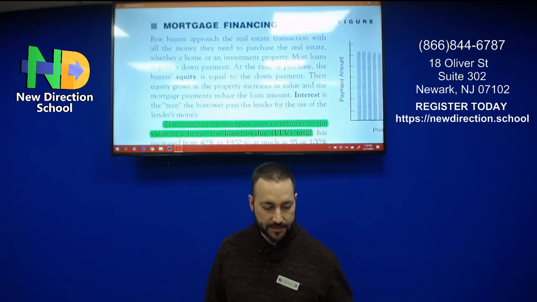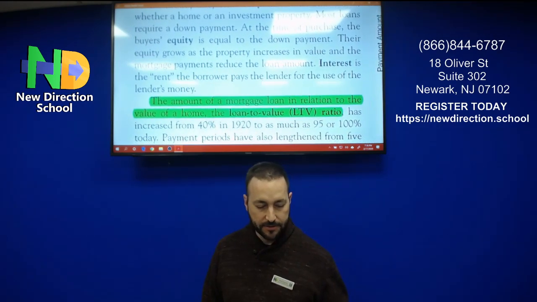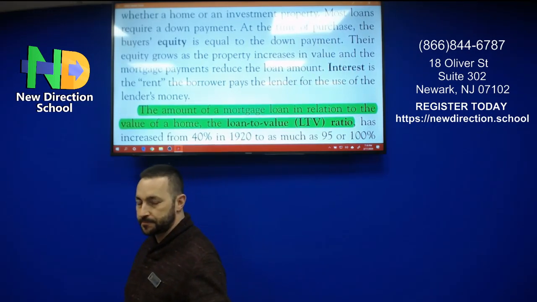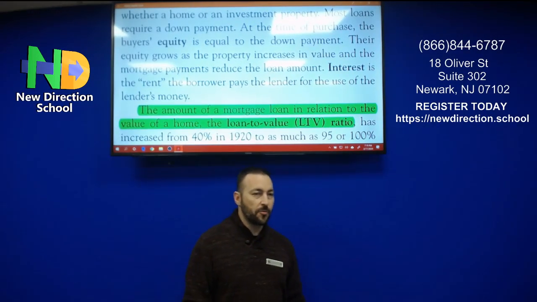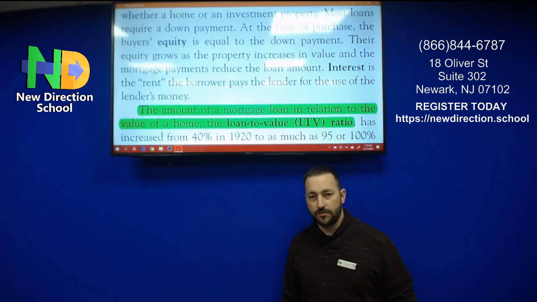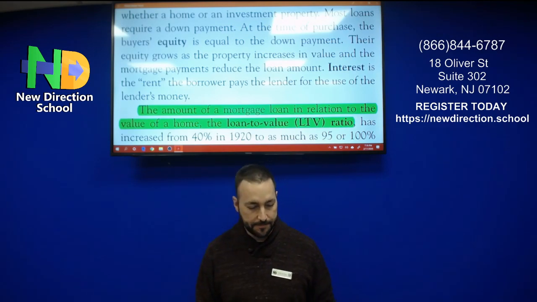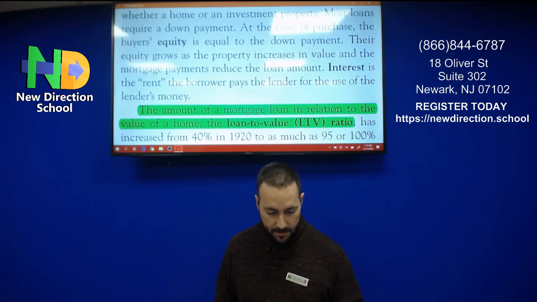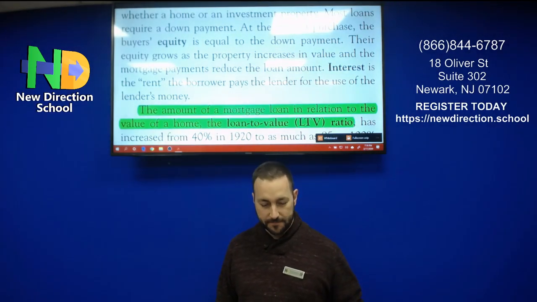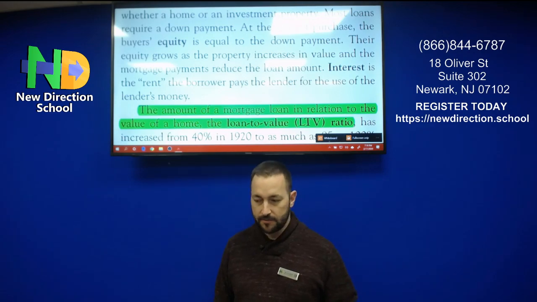Let's go to mortgage financing, and we're going to skip a bunch of stuff on this page because my main concern is this right here. It says the amount of a mortgage loan in relation to the value of a home is called the loan to value ratio, LTV. And we're going to start drawing right away. What page is that? The first page, 193. Okay. Highlight that, loan to value ratio.